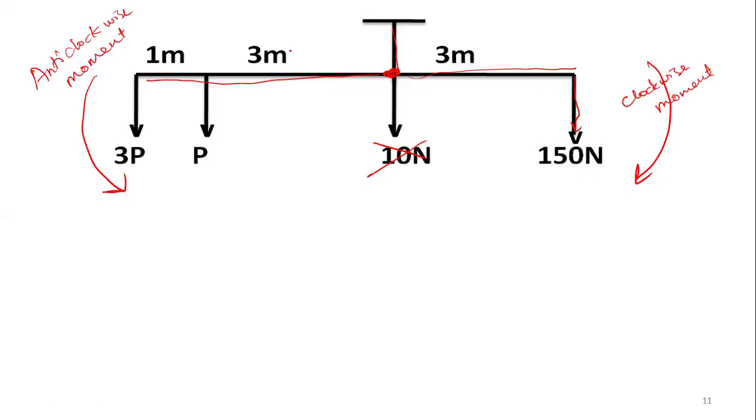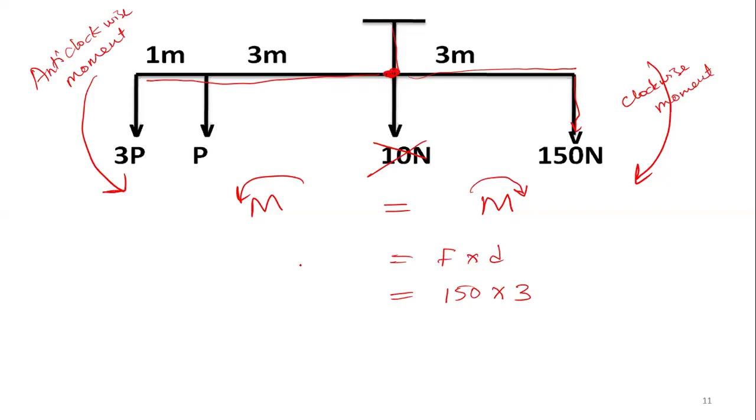According to our equilibrium concept, clockwise moment is going to be equal to anti-clockwise moment. So, in the center, I am going to put an equal sign and write anti-clockwise moment is going to be equal to, sorry, this side is anti-clockwise. Anti-clockwise moment is going to be equal to clockwise moment. In symbols itself, I have shown. Then clockwise moment is easy because there is only one force and one distance. So F into D, according to that concept, I can put 150 Newton into 3 meters.